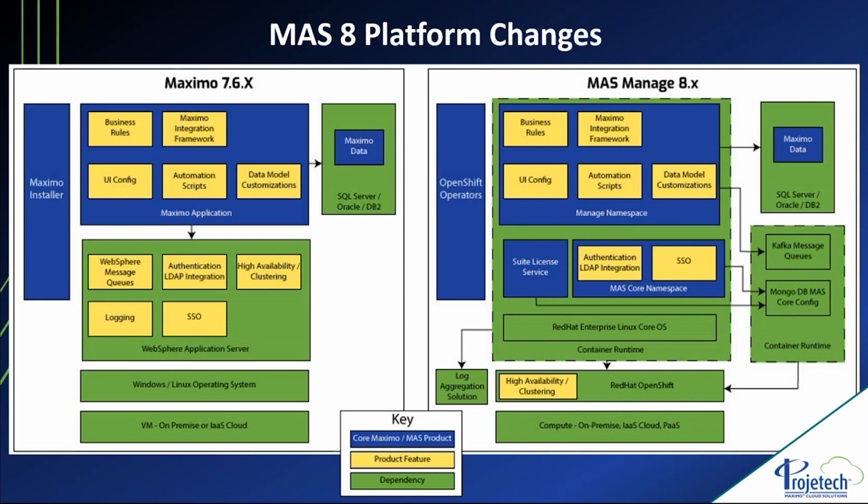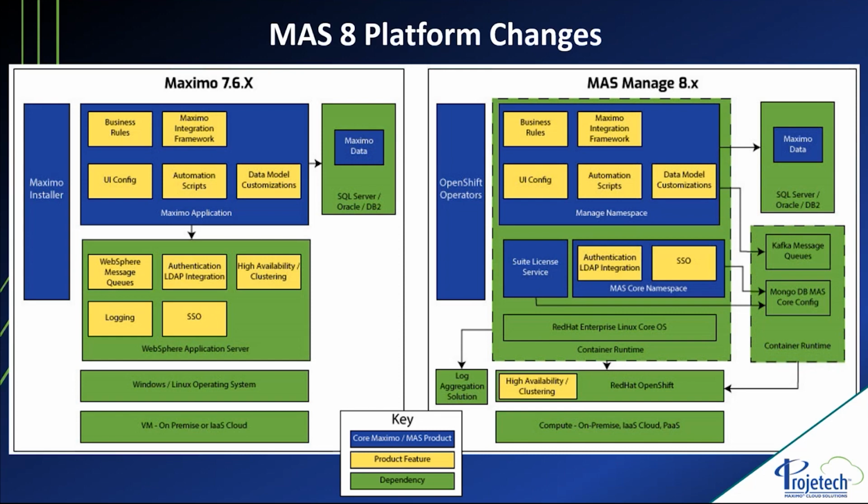As you can see under the managed namespace, a lot of that is being encapsulated in the OpenShift platform. That's where all your high availability and clustering is going to come from. That's what's handling those inbound traffic routes to actually route traffic to your applications. There's a few other components here. There's a Suite license service where you're going to upload your license key, and it's going to manage your AppPoint usage and report on that.